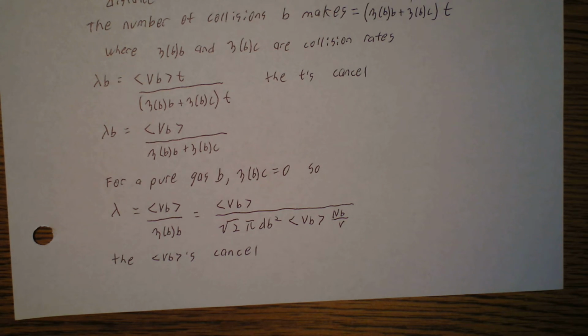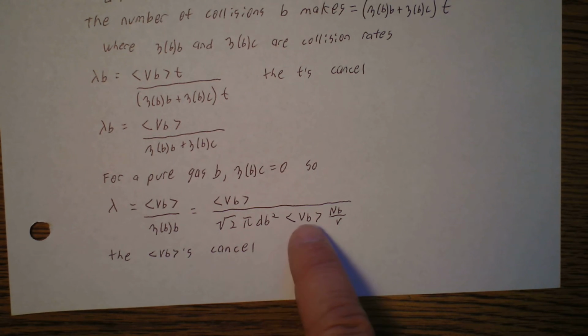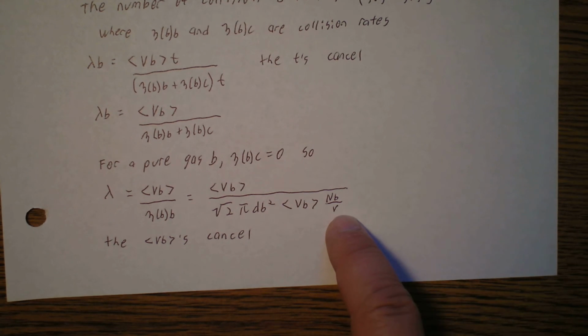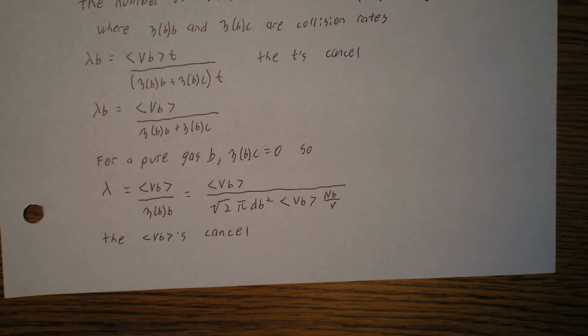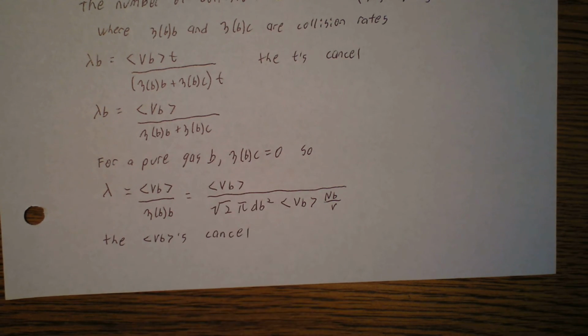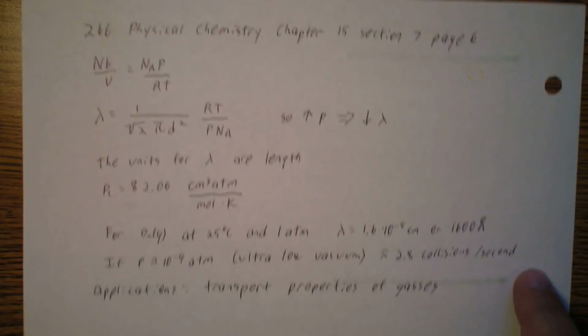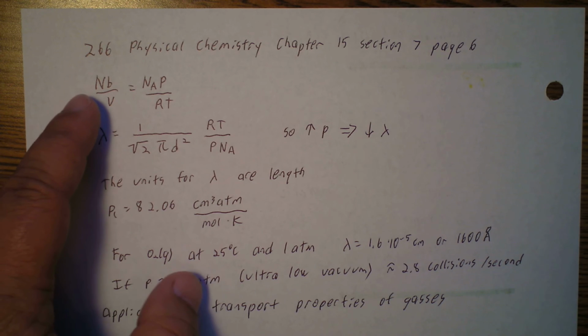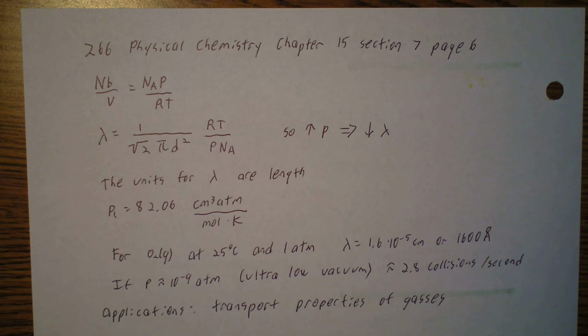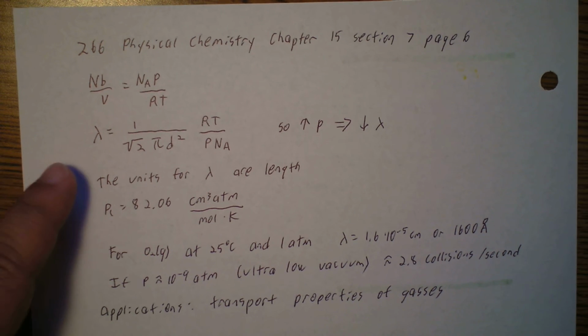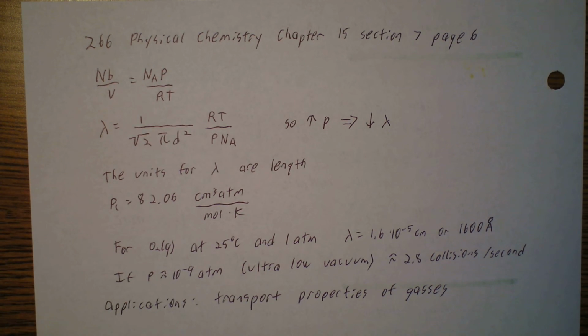Now we've got ZBB, so we can substitute in. It's the average speed of B divided by the square root of 2 times pi times the diameter of B squared times the average speed of B times n of B over V. Now we found this velocity for oxygen earlier, but it doesn't matter. You'll notice the average speed of B is going to cancel out. So we end up with the number of molecules of B divided by volume equal to Avogadro's number times pressure divided by RT. So lambda is going to be equal to 1 over the square root of 2 times pi times the diameter squared, all that times R times T over P times Avogadro's number again.